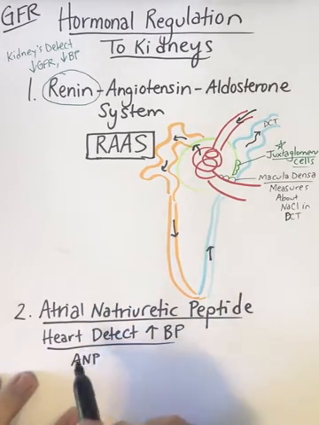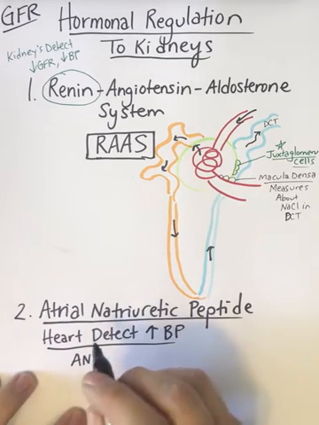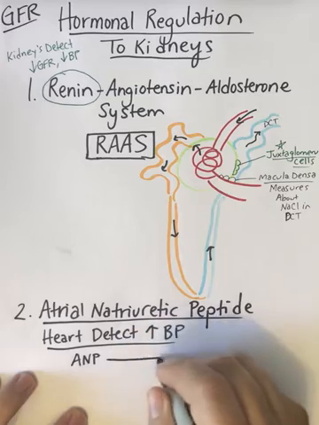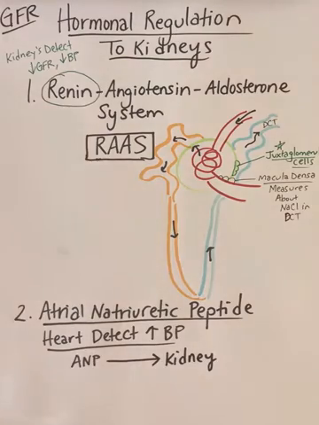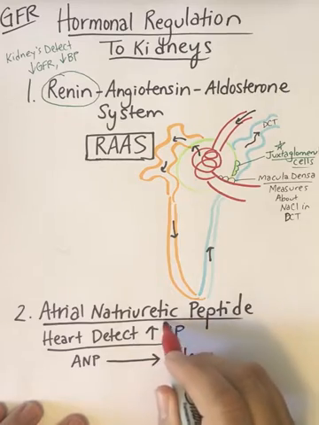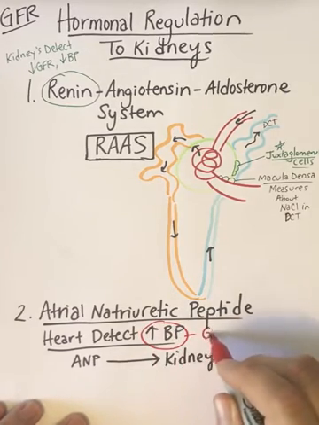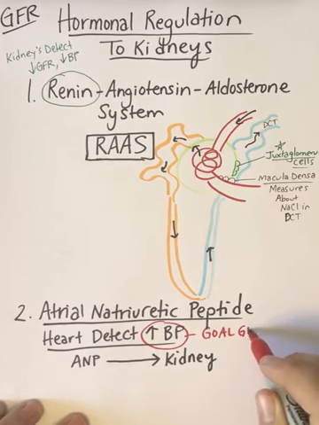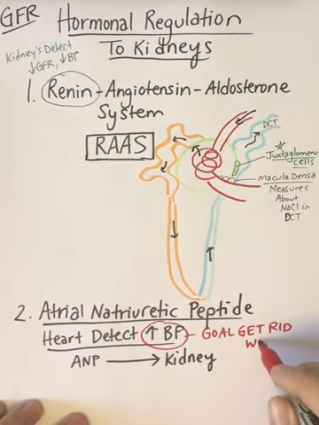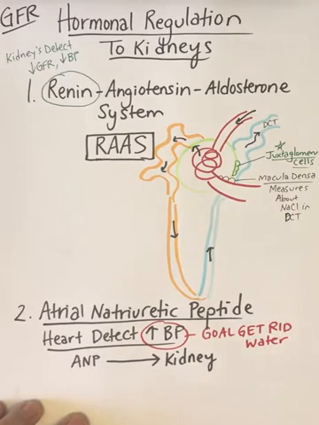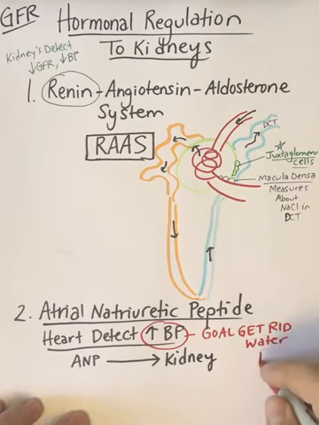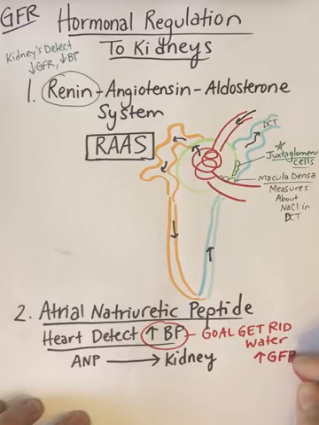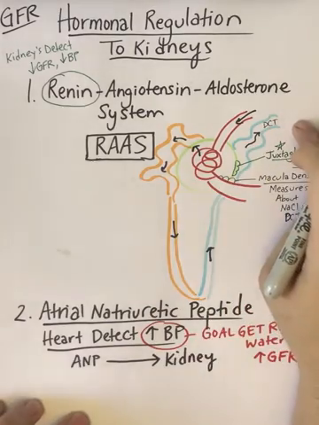Now, how ANP works on the kidneys. This is going to basically go to the kidneys, and this is going to help us try to get rid of water. So we need to get rid of water because you have high blood pressure. The goal is to get rid of water. So the way we get rid of water is we need to increase our urine production. We need to increase our filtrate level. So if we need to get rid of water, then we need to increase the GFR, because we can get rid of water, which is going to be urine.